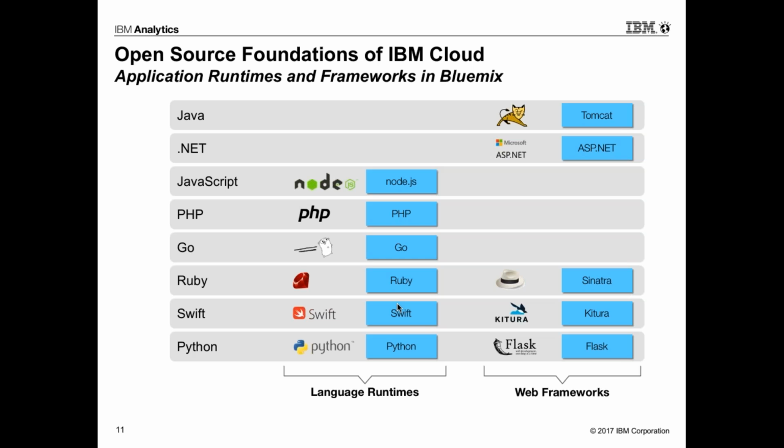And then the application runtimes, we have Tomcat Server, we use ASP.NET, Node.js, PHP as part of web development, Ruby and Go as programming languages, Swift as a mobile application development programming language, and then Python. And then there are web frameworks, Flask and others.